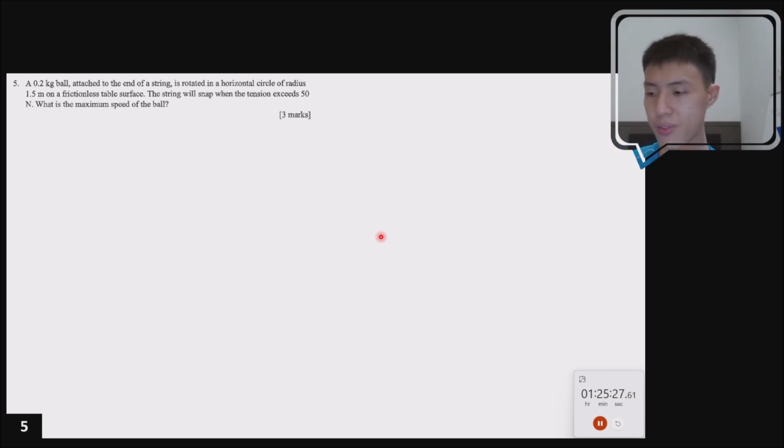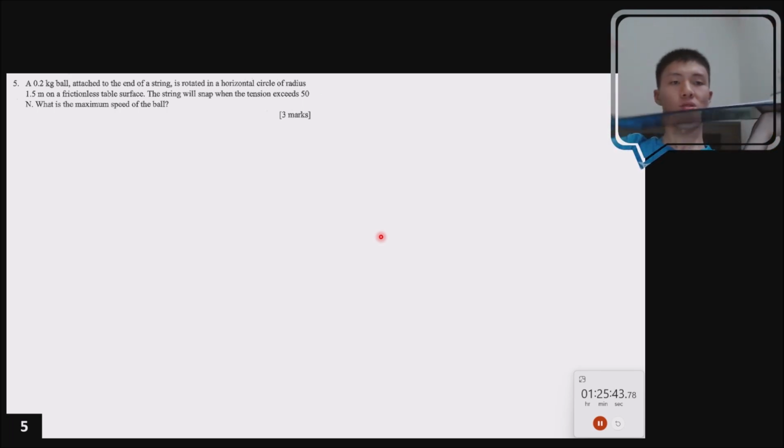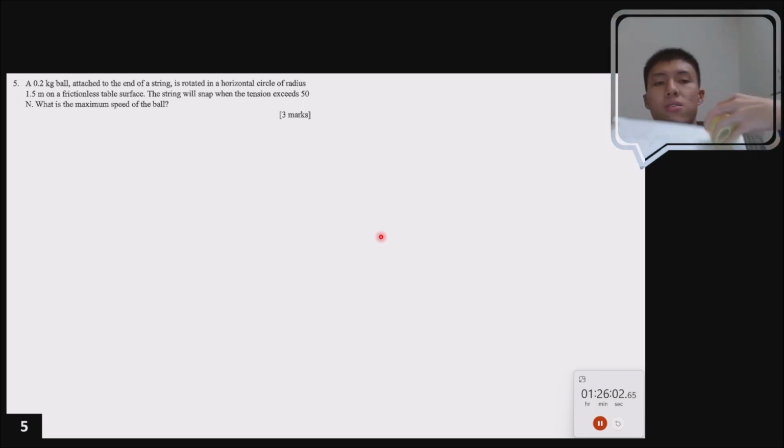To give an example, let's say this is my board, and this is my ball. This is your table surface, a frictionless table surface. This is your 0.2 kg ball, attached to the end of a string. Imagine it is attached to a string, then it's rotated in a horizontal circle. This is a horizontal circle of radius 1.5 meter.